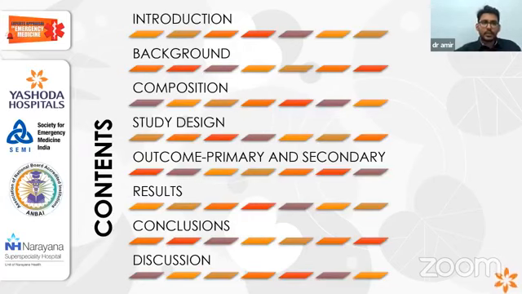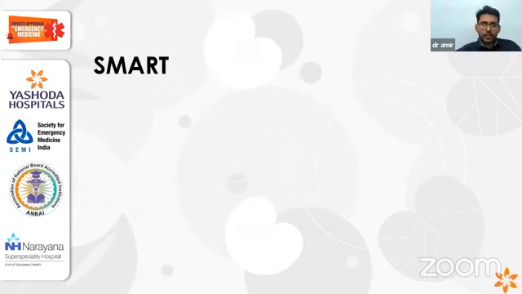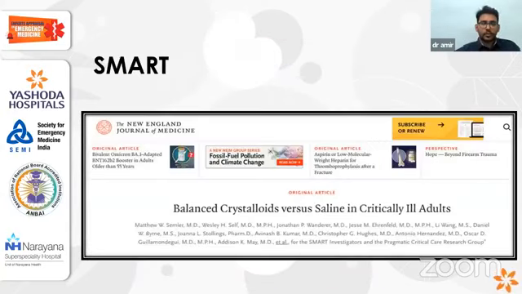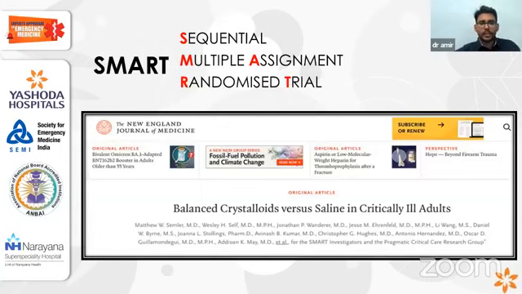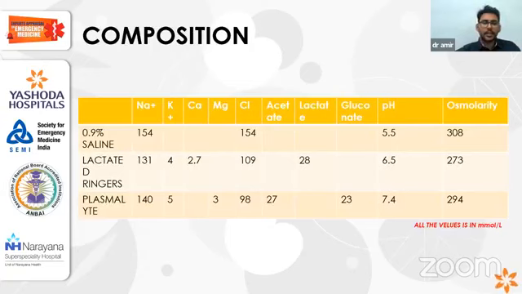The contents of my topic will be: introduction, then background, composition, study design, and outcomes like primary or secondary outcomes, result, conclusion, and finally discussion on that same topic. So SMART, which stands for Sequential Multiple Assignment Randomized Trial, is basically based on two components of fluid, that is balanced salt solution and normal saline.